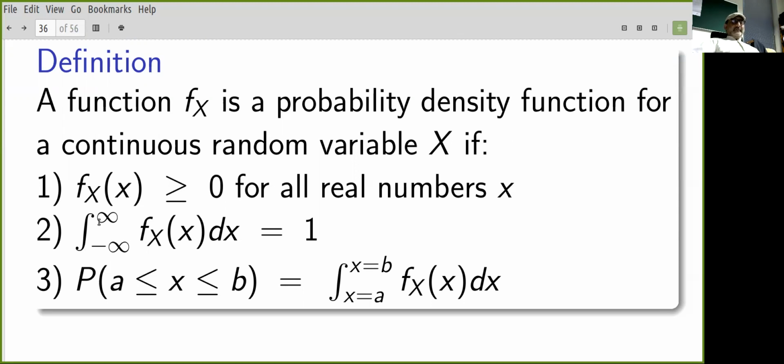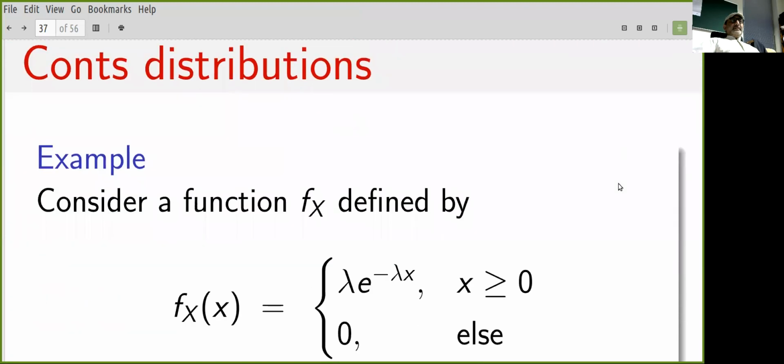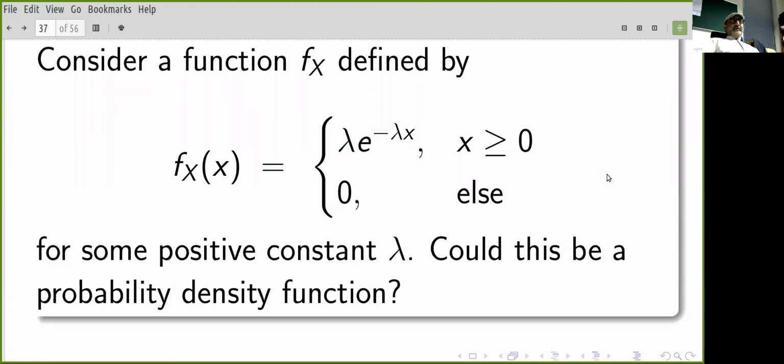Two, the integral from minus infinity to infinity of f sub x of x dx is equal to 1. And three, the probability that x lies on an interval between a and b is given by integrating the PDF from x equals a to x equals b. So for example, f sub x of x is equal to lambda e to the negative lambda x when x is greater than or equal to 0, for some positive constant lambda. Otherwise, it's equal to 0. On the negative numbers, it takes the value 0.